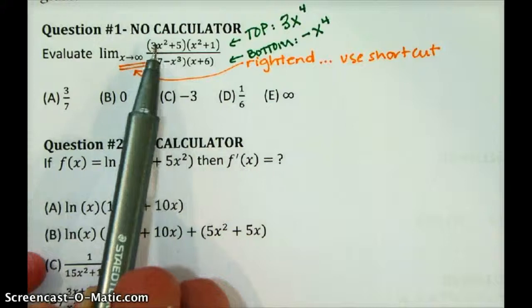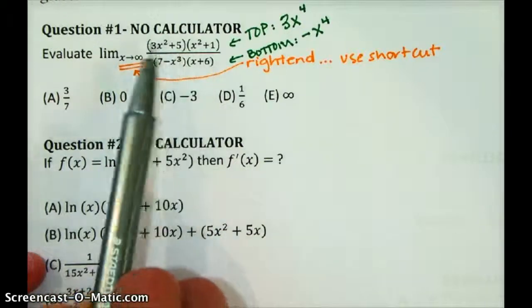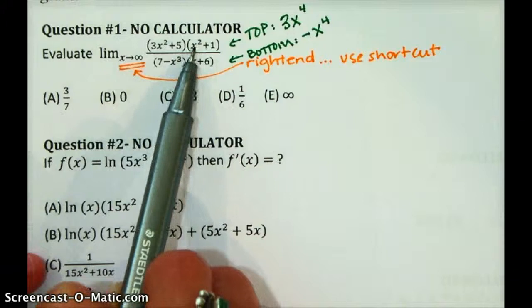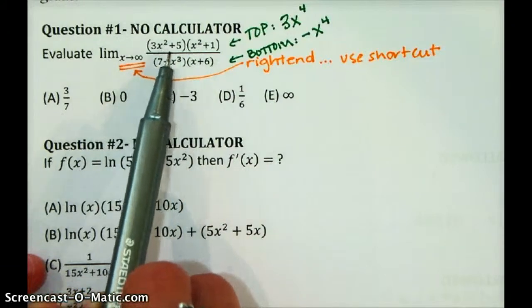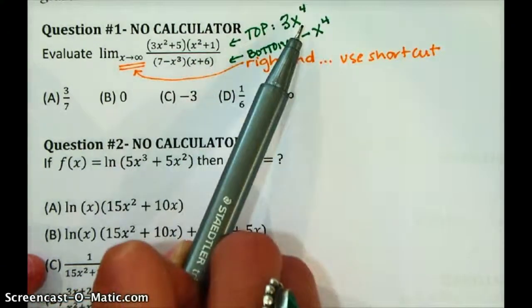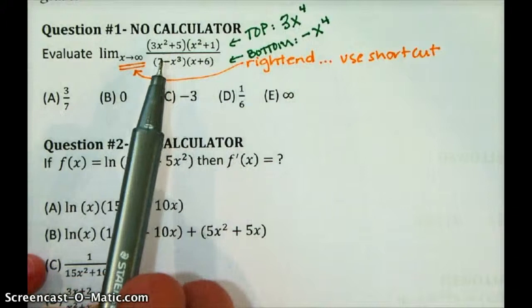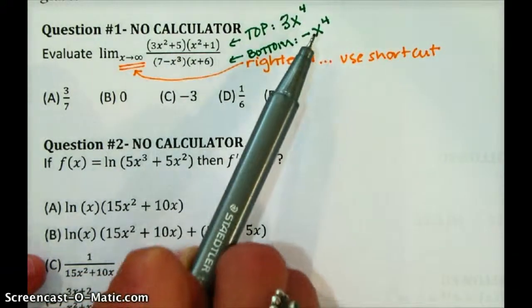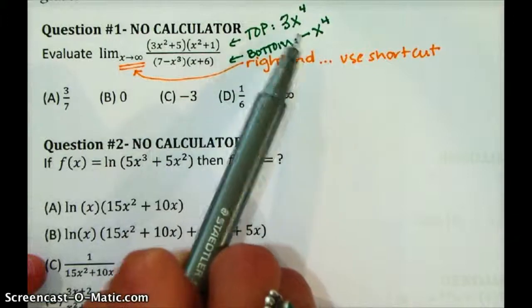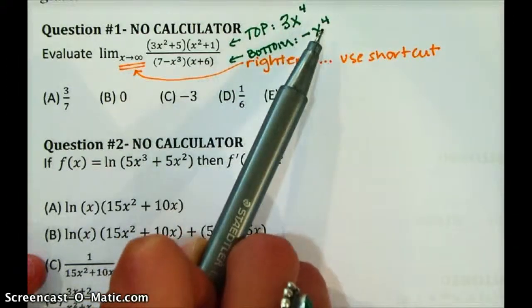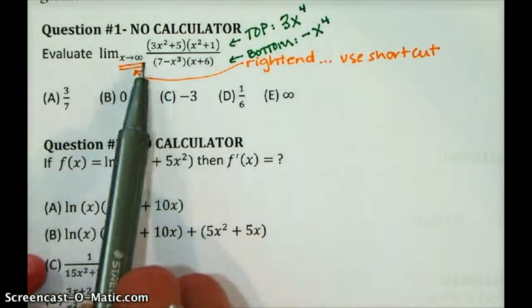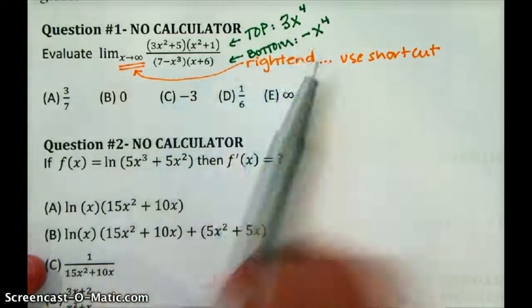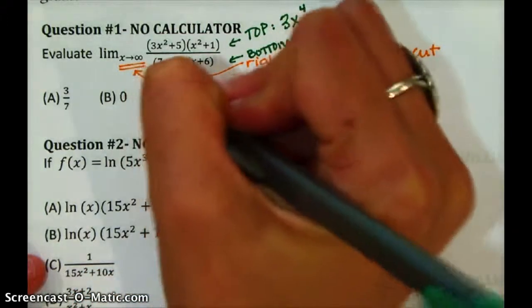If you think about it, when I multiply all 4 combinations of terms on the top, the highest degree term is going to come from multiplying x squared times 3x squared, and the term is going to be 3x to the 4th. Similarly, on the bottom, the highest degree term is going to be negative x cubed times x, which is negative x to the 4th. Looking at these two, since they have the same degree, the answer to the limit is going to be the ratio of the coefficients. So it's going to be 3 over negative 1, which is why the answer was negative 3.